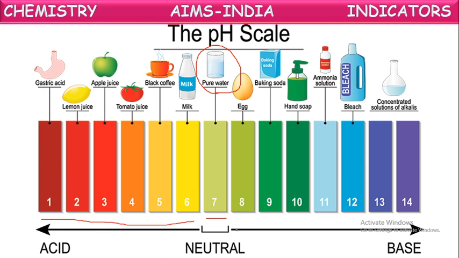And the pH range in between 7 to 14 represents the bases. As the pH value increases, the basic nature also increases for the substance. See here, concentrated solutions of alkalis like sodium hydroxide, potassium hydroxide, their pH values will be near to 14. That means they are strong bases.